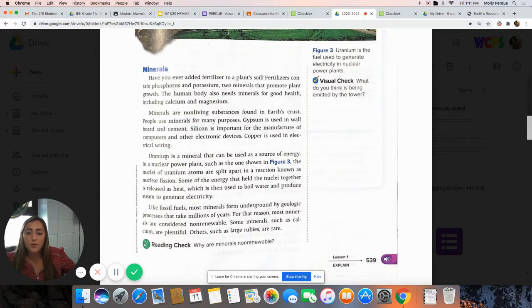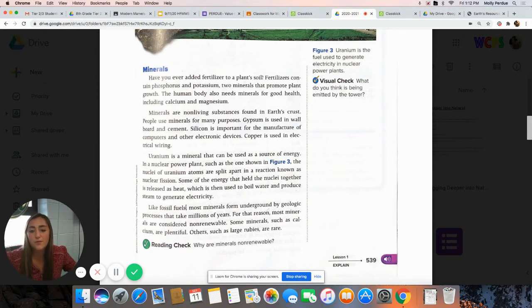Uranium is a mineral, and we've already talked about this with our nuclear energy. Uranium is a mineral that can be used as a source of energy in a nuclear power plant, such as the one shown in figure 3. The nuclei of uranium atoms are split apart in a reaction known as nuclear fission. Some of the energy that held the nuclei together is released as heat, which is then used to boil water and produce steam to generate electricity.